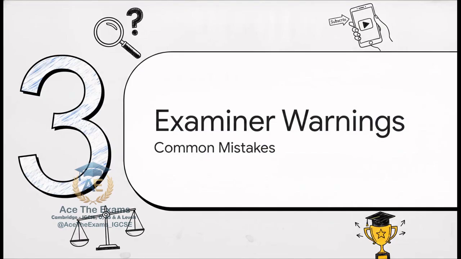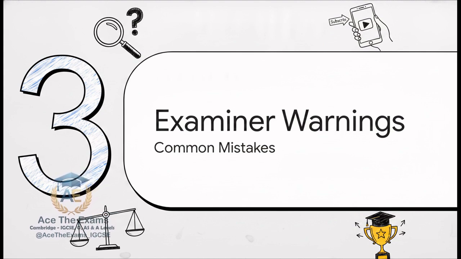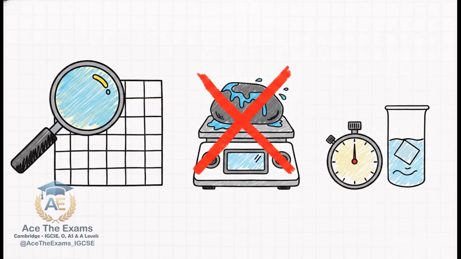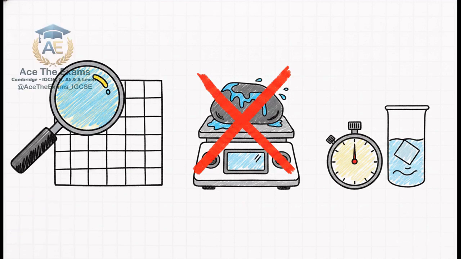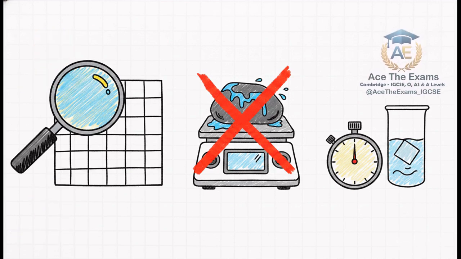Let's shift our focus to the pitfalls. Section 3, top examiner warnings. This is what the senior examiners are desperately trying to warn you about. If you look closely at these top 3 mistakes straight from the principal examiner reports, you'll see a clear pattern. They all stem from rushing, not reading the code, and ignoring the strict conventions of the paper.